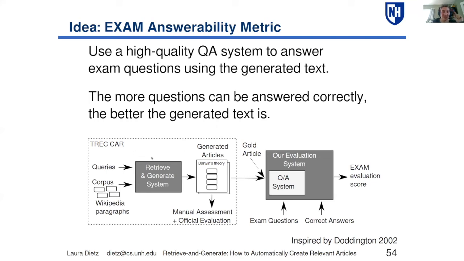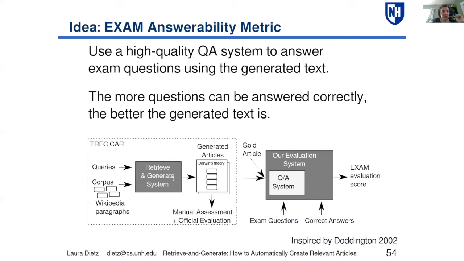So here's the setup. This is, for example, my TREC-CAR benchmark. Here is the box that each participant has to fill. It's my retrieve and generate system. In come some queries and a corpus, and out comes this generated article.